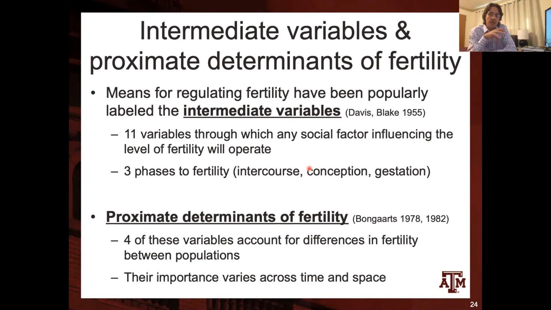But this exercise of trying to explain what are the factors that influence fertility started even before. Davis and Blake listed a series of intermediate variables, a group of 11 variables through which any social factor influenced the level of fertility in a specific country in a specific year. And these 11 variables that they called intermediate variables could be grouped in three major groups, or three phases of fertility: intercourse, conception, and gestation.